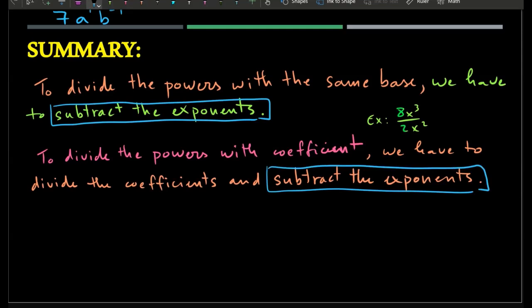I hope that this video will help you understand better about the division of exponents. And as always, make sure you know that mistakes are expected. Mistakes are a part of learning. If you don't make mistakes, you didn't learn anything new.